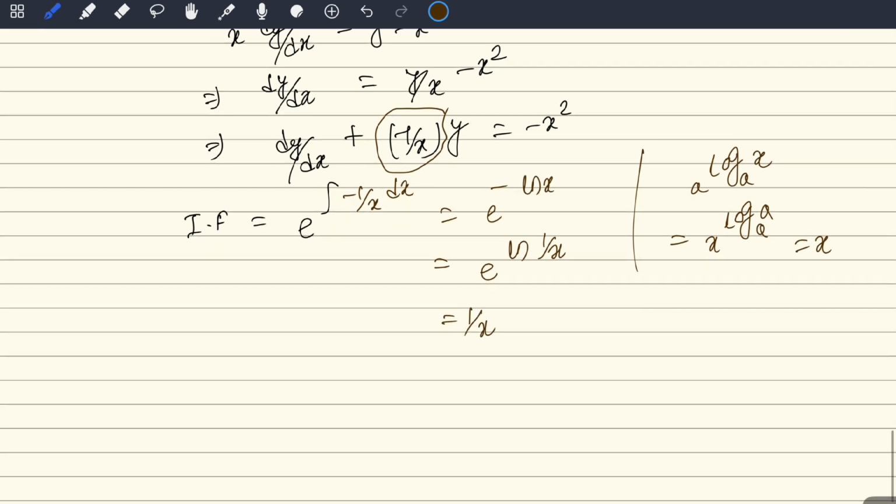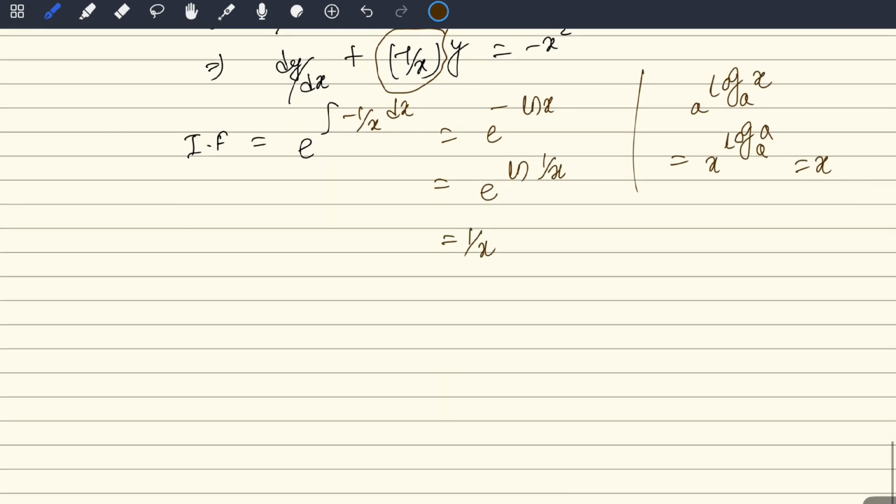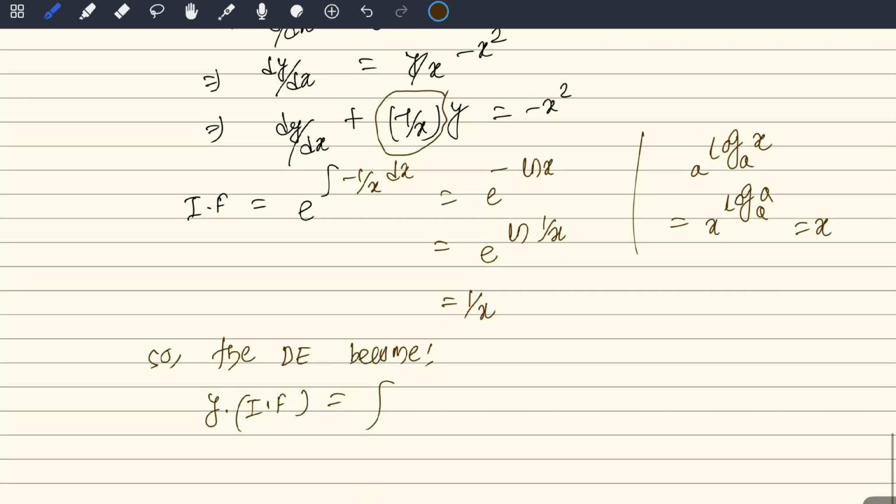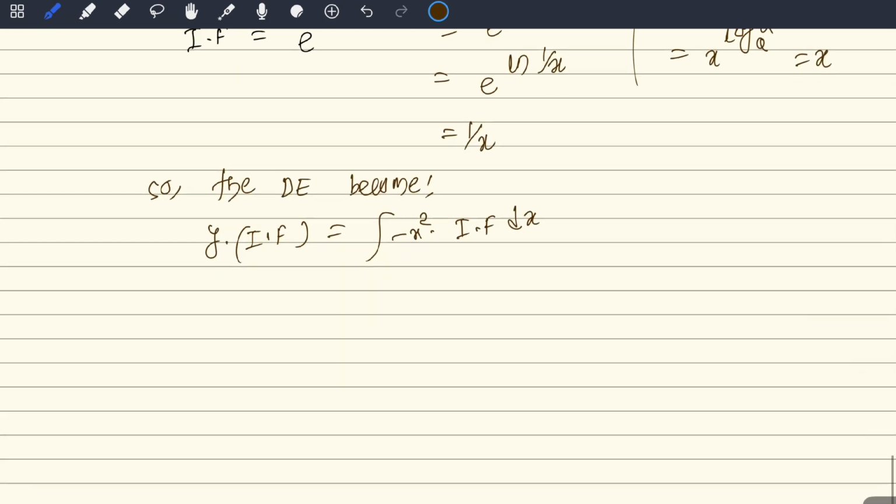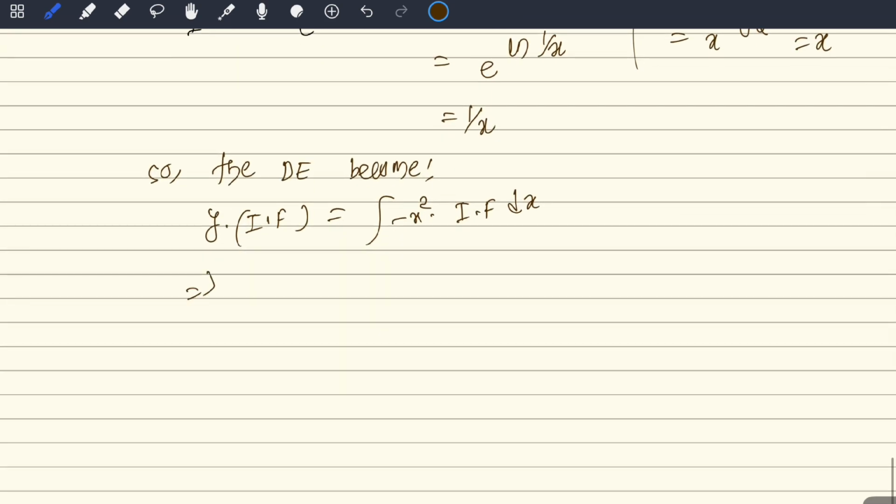So if our integrating factor is 1 by x, the differential equation becomes... this is the part of how to solve a linear differential equation. Y into integrating factor is equal to integration of the right hand side. What is that right hand side? Minus x square into integrating factor dx.